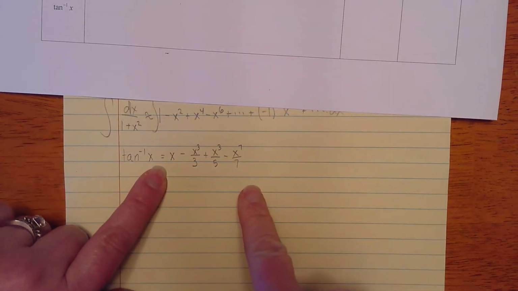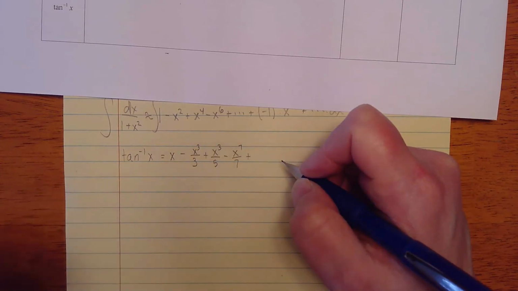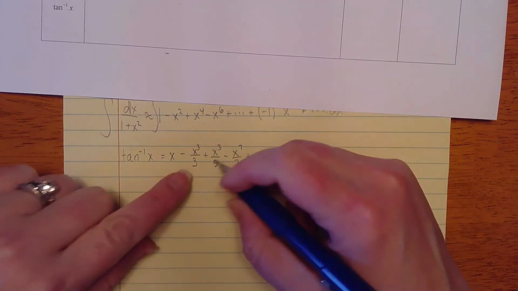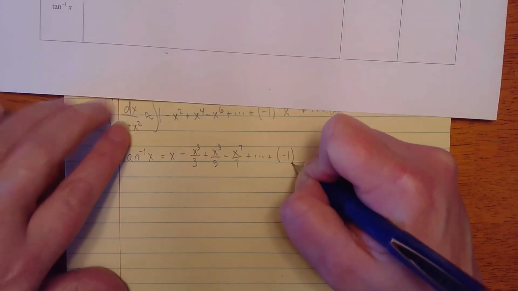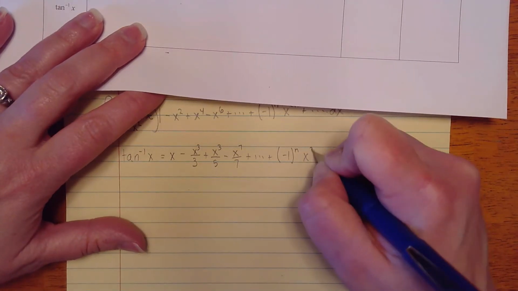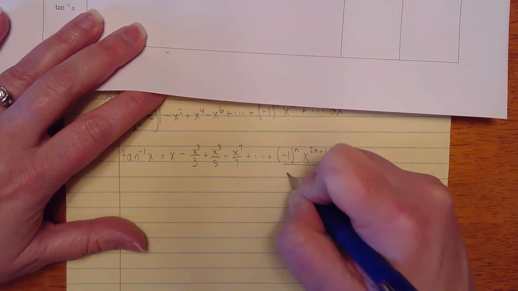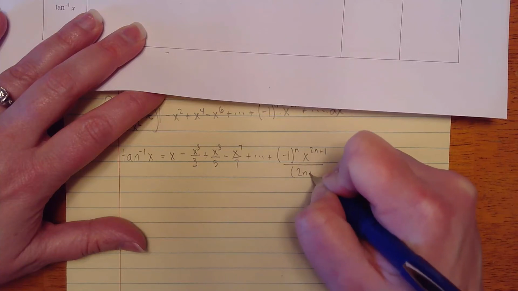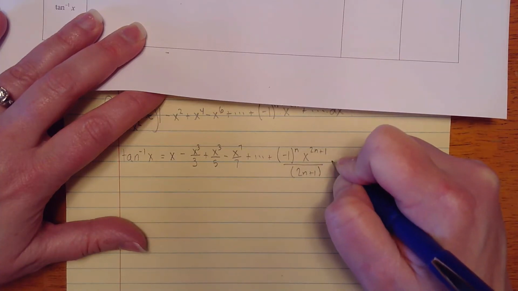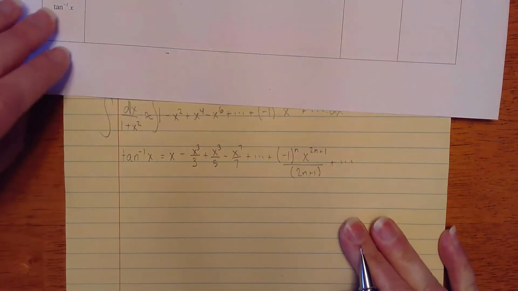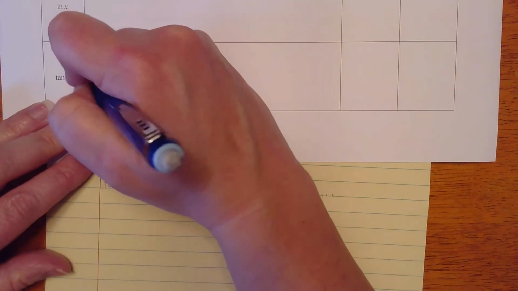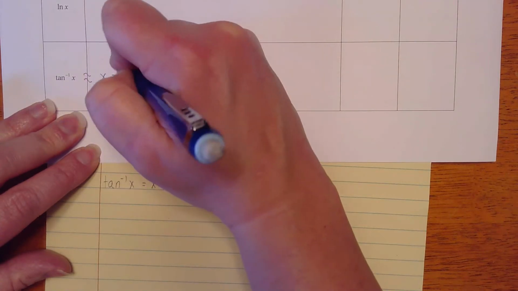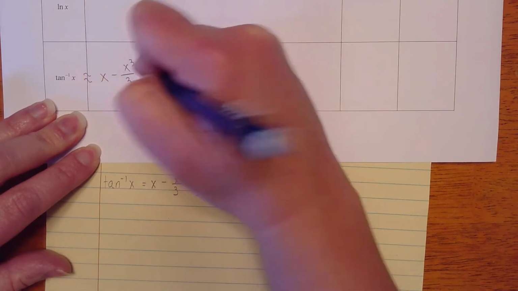Notice how I don't have factorials here. So I have negative 1 to the n, x to the 2n plus 1, all over 2n plus 1. So again, now you want to fill this in for inverse tangent. Okay, so again, this is approximately x minus x to the third over 3 plus, ooh, this should be a 5 here.